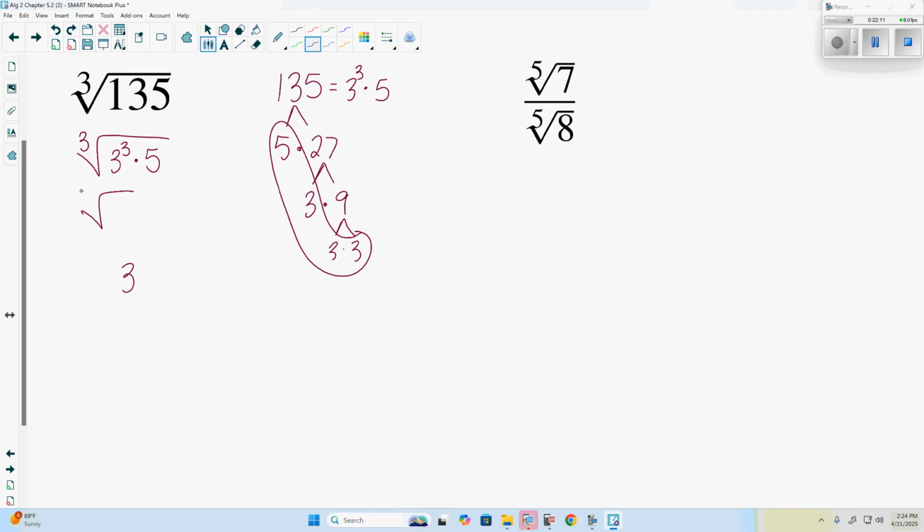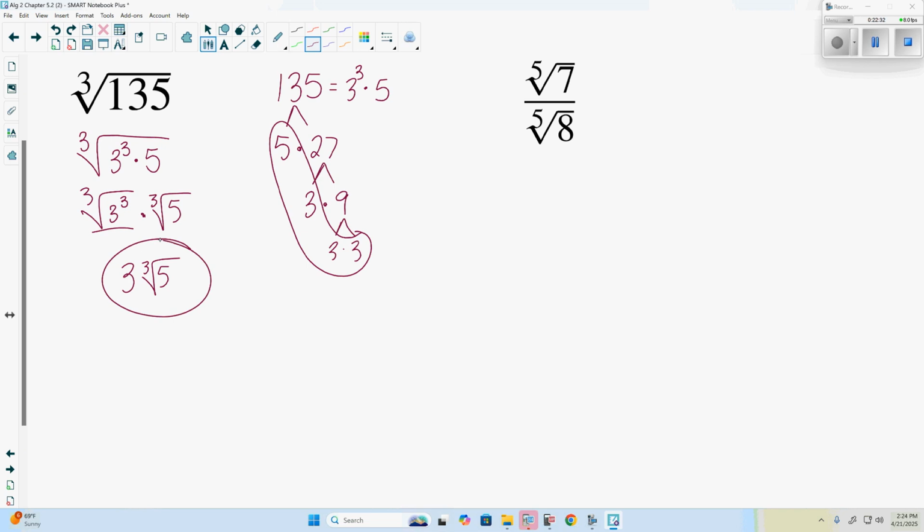Because we could split it up as the cubed root of 3 to the 3rd times the cubed root of 5. Well, the cubed root of 3 to the 3rd is indeed 3. Cubed root of 5 is the cubed root of 5.